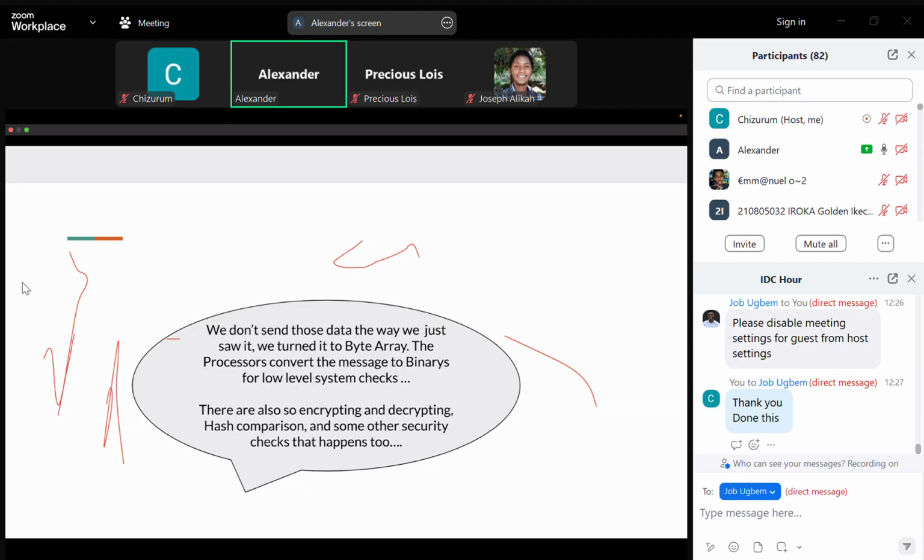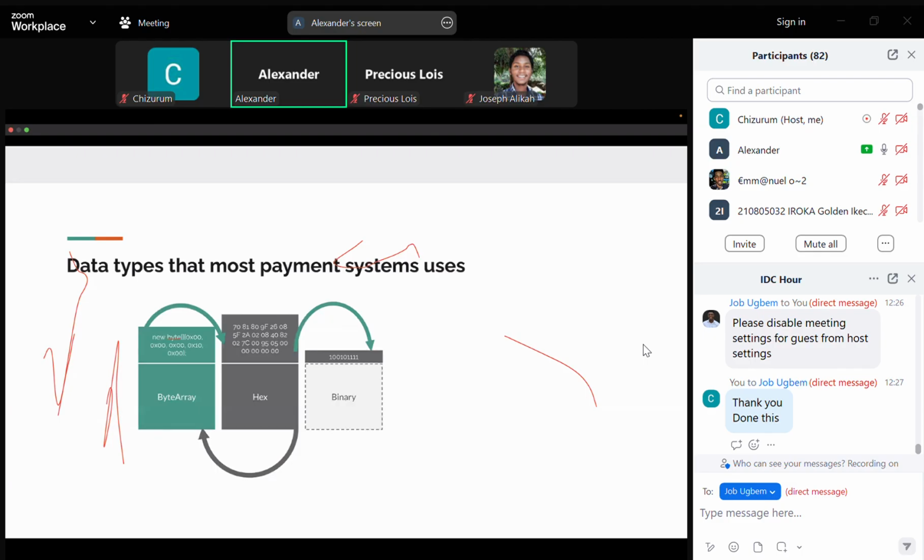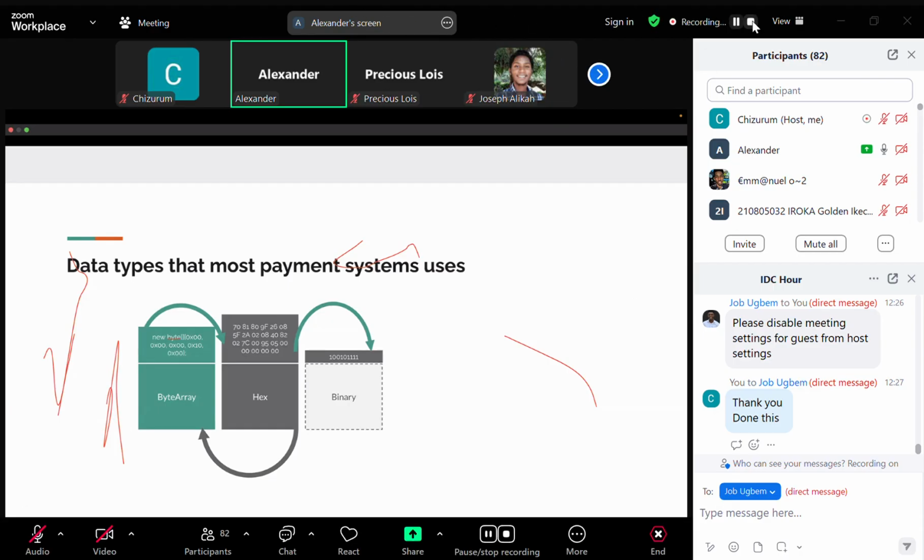So we convert it to byte arrays, right? The processor converts the messages to byte arrays for low-level system checks. There are also some encrypting and decrypting, hash comparison, and a lot of security checks that happen too. So this takes us to the data types used by these systems and data manipulations that happen within these systems. We have data types that most payment systems use, right? I limit it to three because these are the most used three data types when it comes to payment.